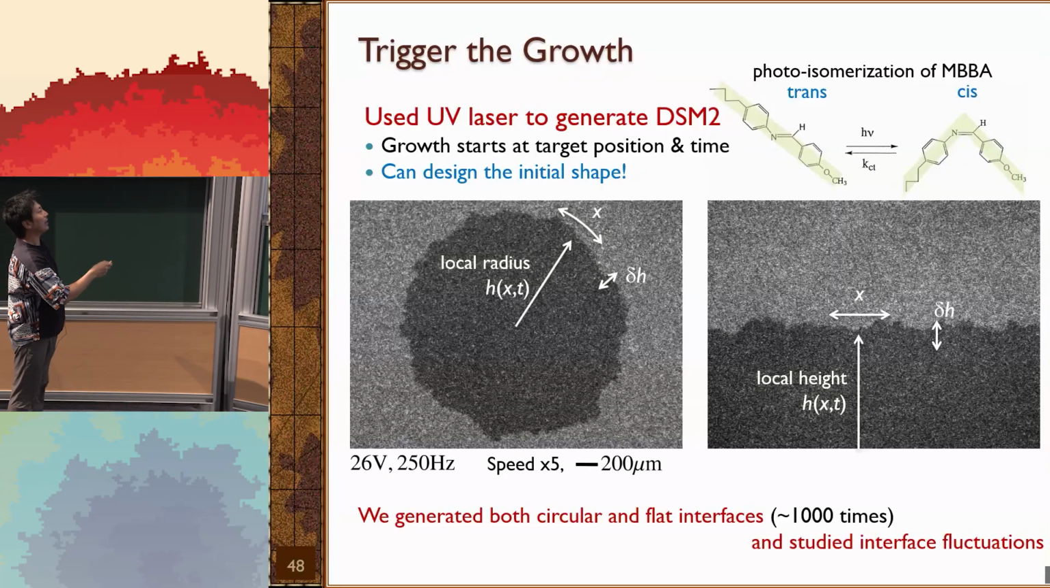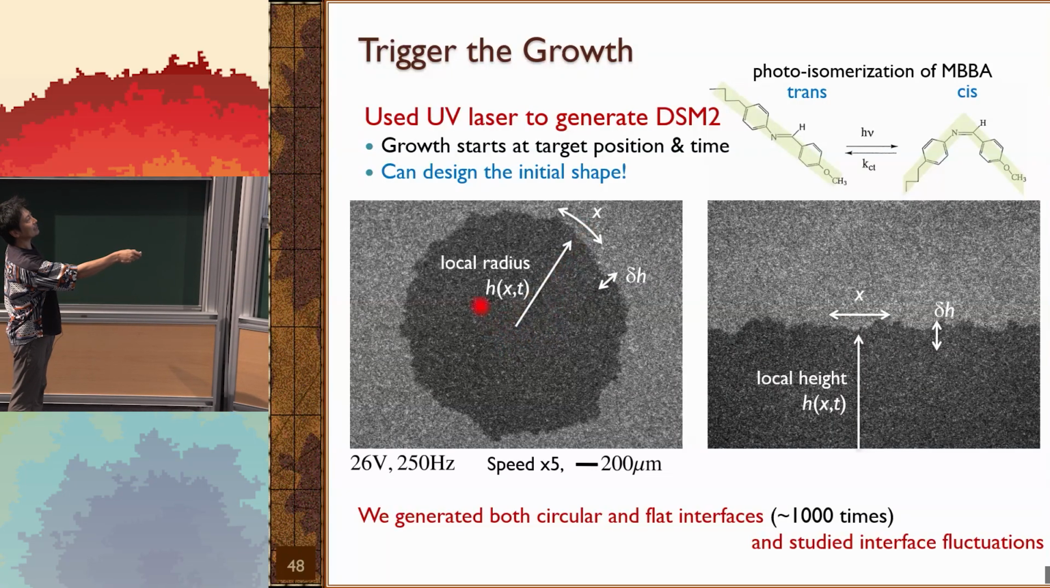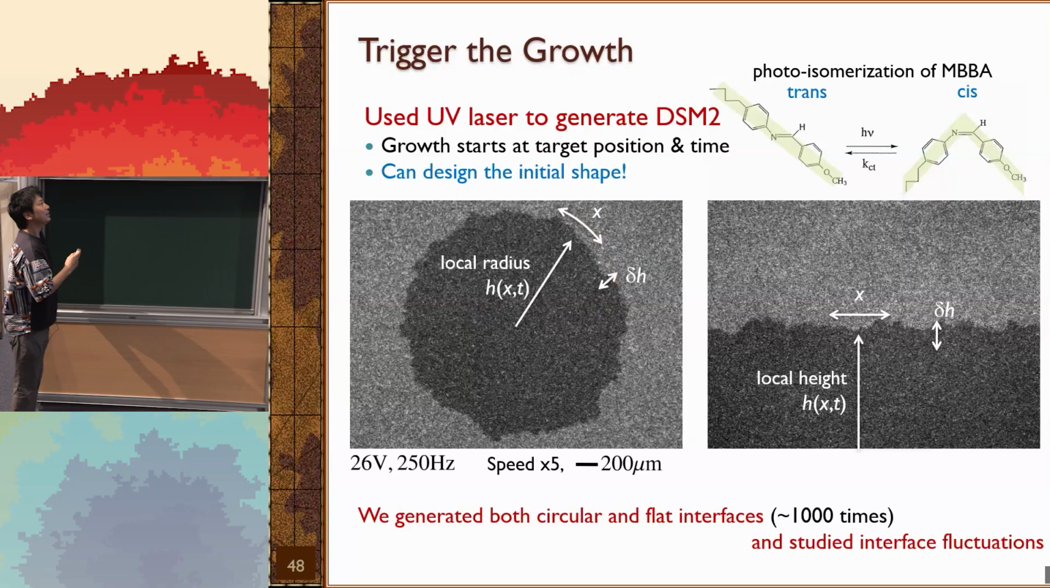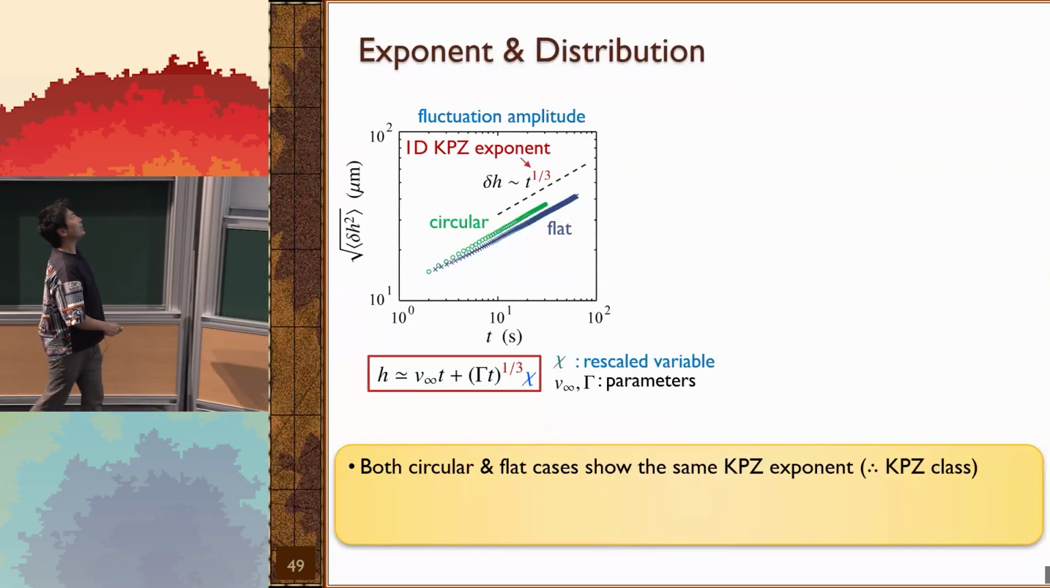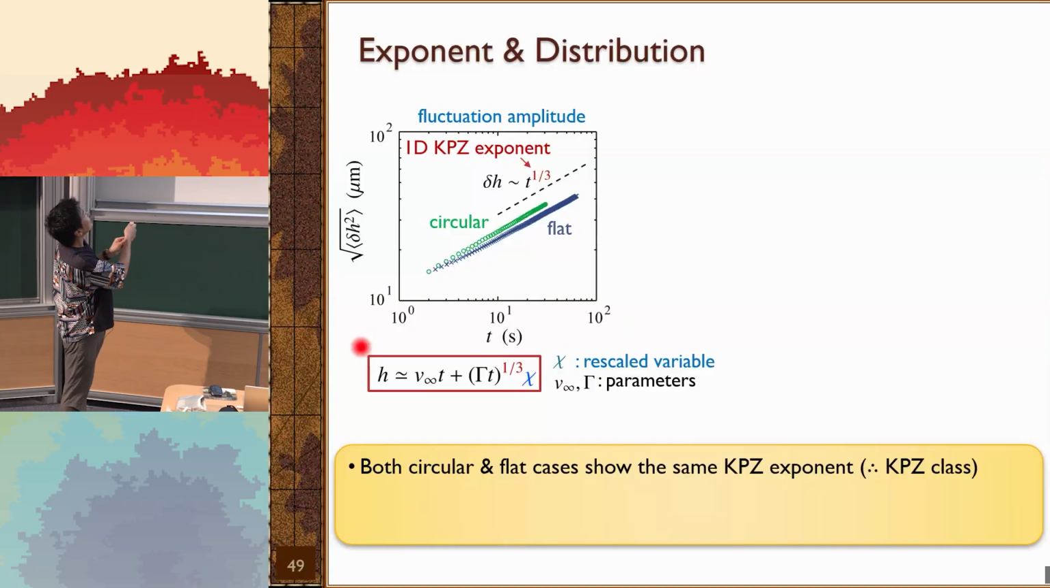All right. So I need to define the height. For the flat case, it is defined in the usual way. For the circular case, we can actually use the local radius as height, and x is defined along the circumference. Okay, and then we can evaluate the standard deviation of h, and this is the result.